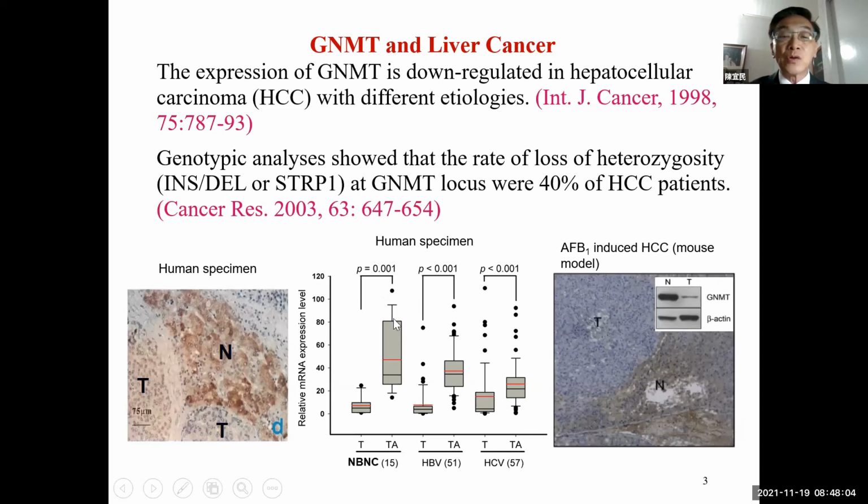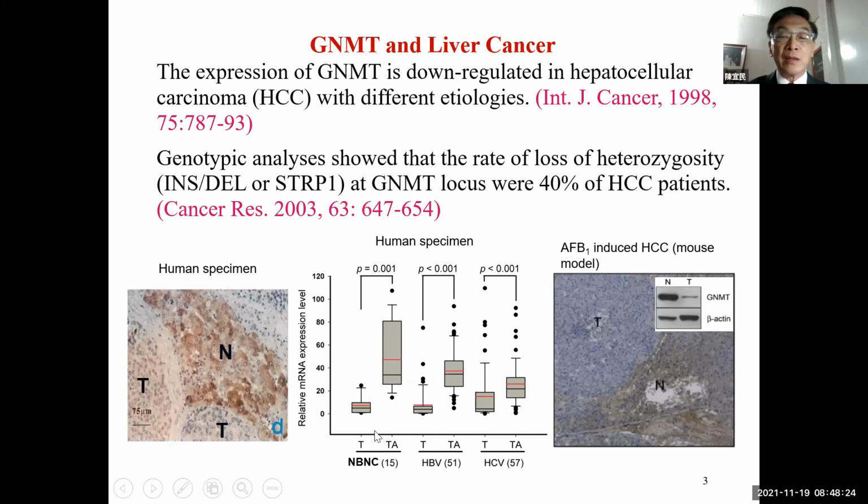This is the immunohistochemical staining of liver tissue, and you can see that the GNMT was downregulated in both tumor nodules, but it's still expressed quite abundantly in the tumor-adjacent normal liver.